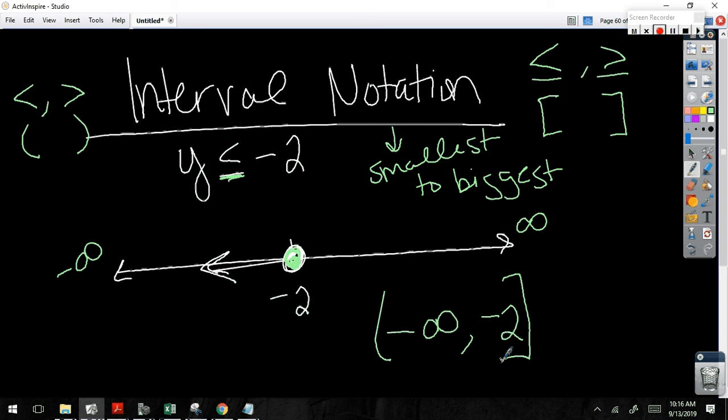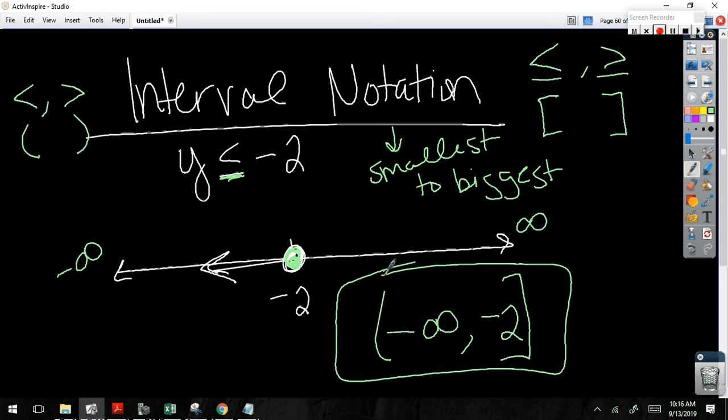This little two-value expression here is the same thing as the number line that is above it. It's saying y can be anything from negative infinity up to -2, inclusive.